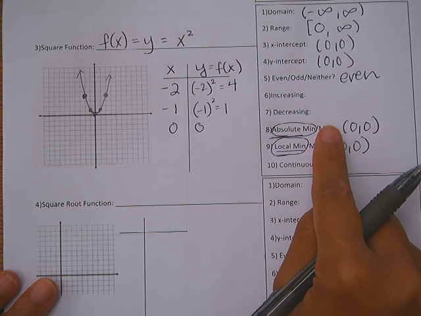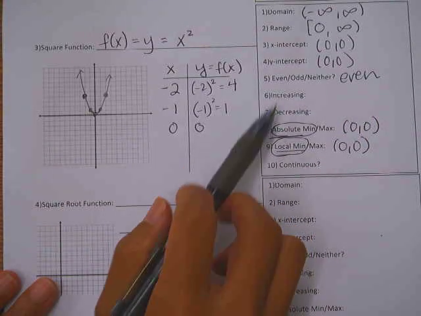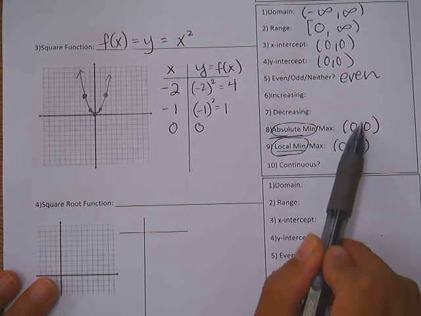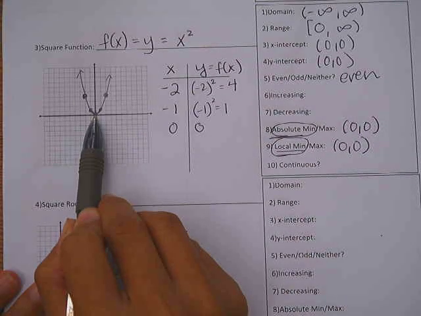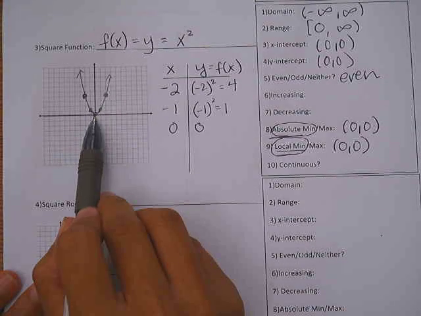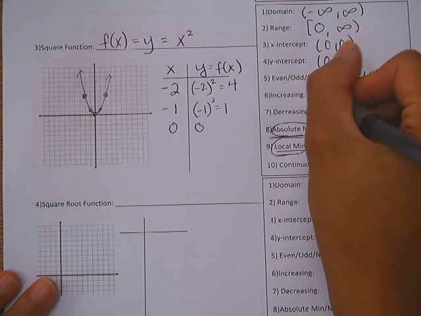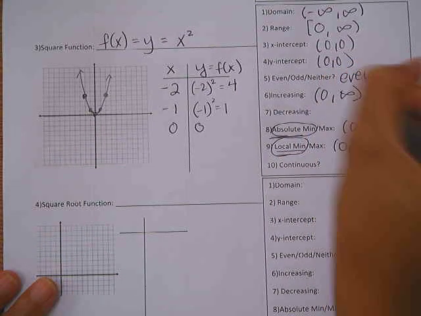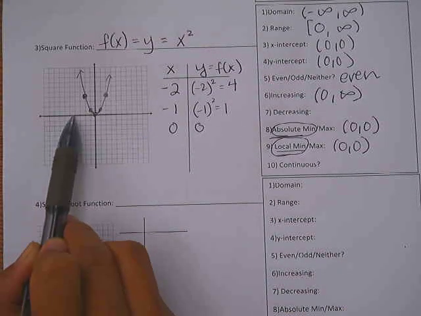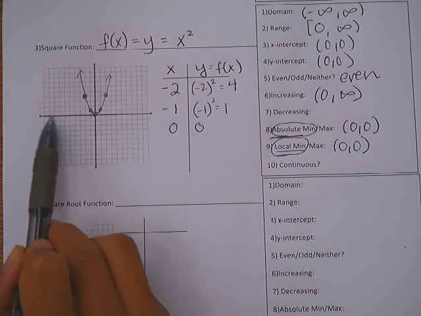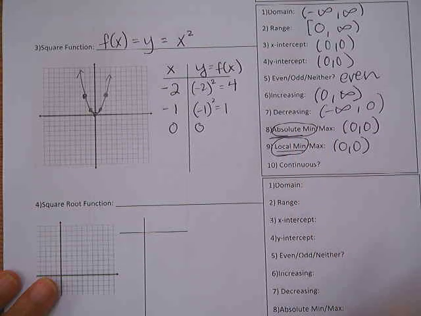We do not have a max, because these go up forever. So there's no max. Increasing and decreasing are always going to be separated by a local min, local max, absolute min, or absolute max. So it is increasing from 0 all the way to infinity: the further I go in the x direction, the higher the y will go. Decreasing: if I keep going to the right, notice how y is decreasing. We need to write the smaller number first, so that's going to be from -infinity to 0.